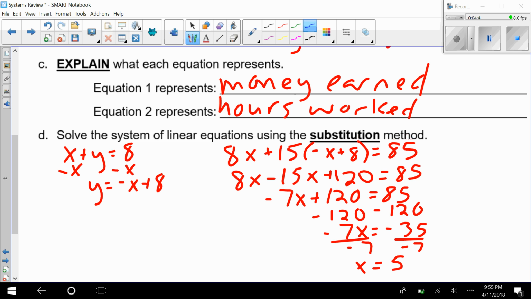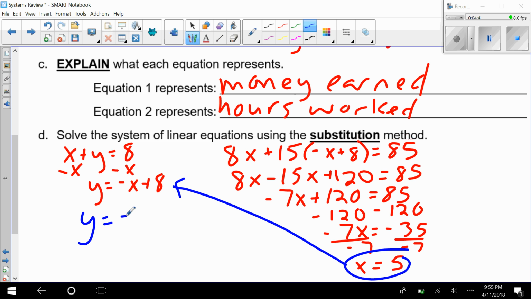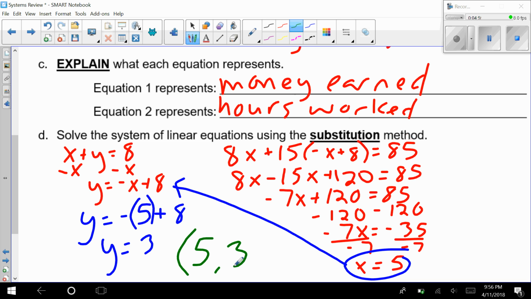Now we have to figure out what y is. So we're going to take that value and plug it into this equation we had over here. So y equals negative, plug in our 5, plus 8. We replace our x with 5. That means y equals 3. Finally, we should write our solution as a coordinate point, (5, 3). It would always be a good idea to check this by plugging it into our original two equations.